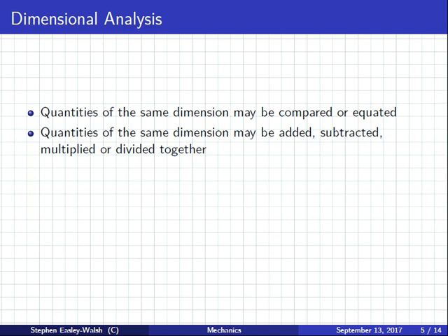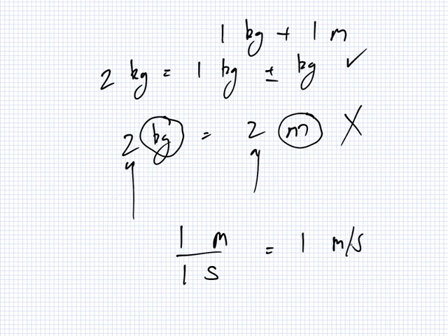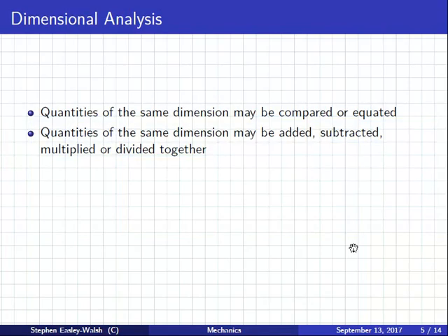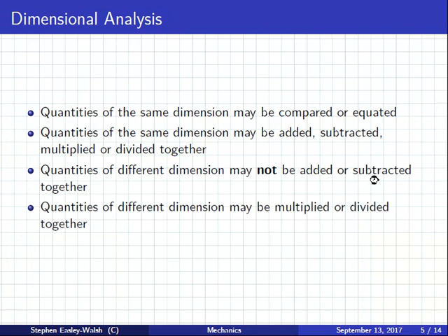Anyone? Find a common part. No. You'll be disappointed when you see it. No. If they're different, you can still multiply or divide them. For example, 1 meter divided by 1 second is 1 meter per second. So it's okay to multiply and divide different dimensions. So if they are different dimensions, you cannot add or subtract. But if they're different, you can multiply or divide.